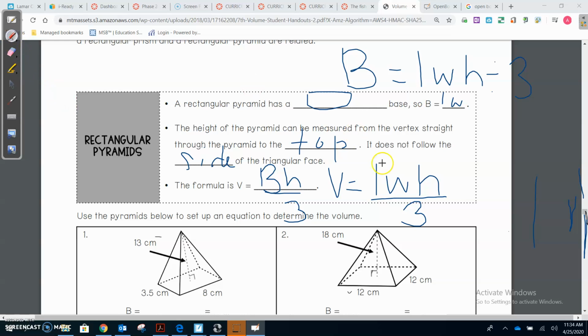I'm going to have to get off of my pen to be able to scroll down. Can't quite figure this out yet.